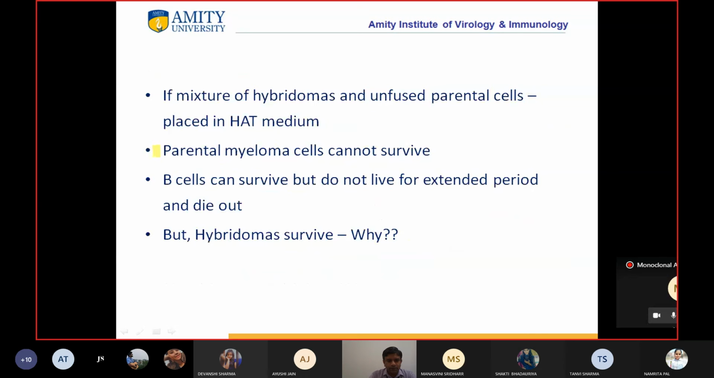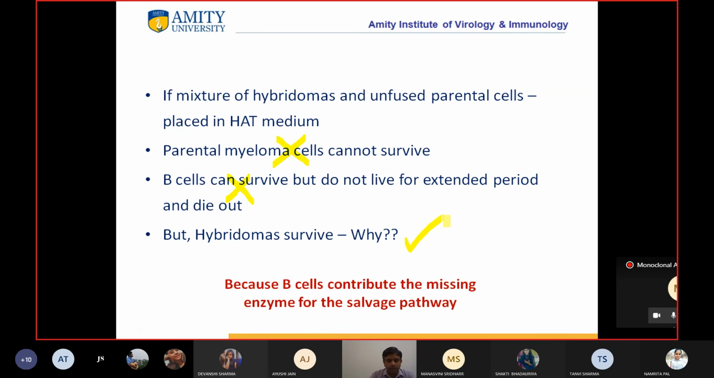So in this medium, B cells will not survive, and they will die out. And because of the genetic modification, these myeloma cells will also not survive, but the hybridomas will survive. And this is what we need to understand, because the B cells contribute the missing enzyme for the salvage pathway. As we discussed yesterday, there are two pathways.